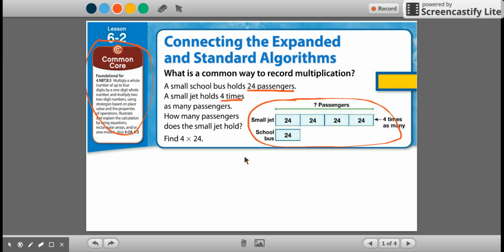4 school buses, and then so we have 24 times 4, and if we do that the standard algorithm, we'll do that the standard algorithm first. 4 times 4 is 16, so we put the 6 here, and then we have to carry the 1 up to the top. Remember to carry the 1. 4 times 2 is 8, plus 1 is 9. So we can say 24 times 4 equals 96. So now we know that the number of passengers that the small jet holds is 96, or 4 times 24.